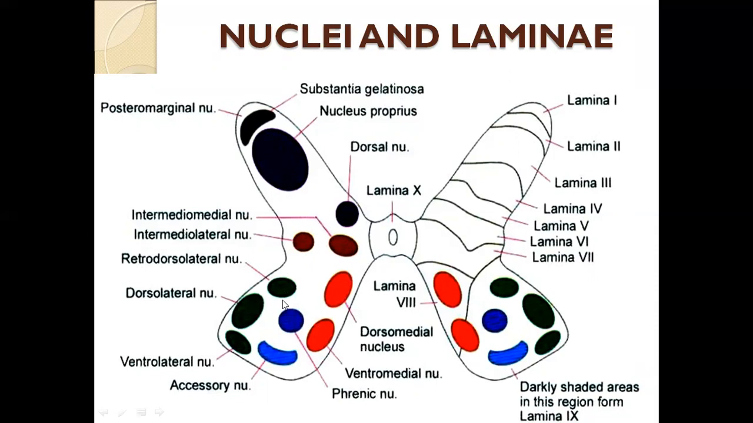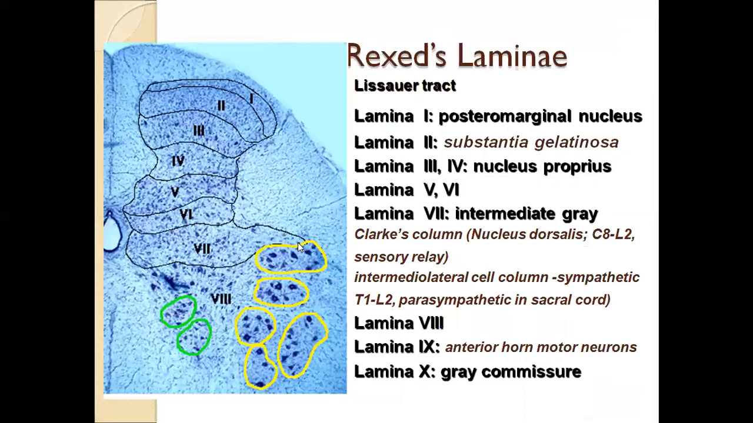Now, apart from these nuclei, we can also cut the sections and give them names as laminae. It is called the lamina of Rexed. So we have lamina 1, 2, 3, 4, 5, 6 and 7. Then we have lamina 8, then 9, and surrounding the central canal, we have lamina 10. So this is one more way of showing the laminae instead of nuclei.